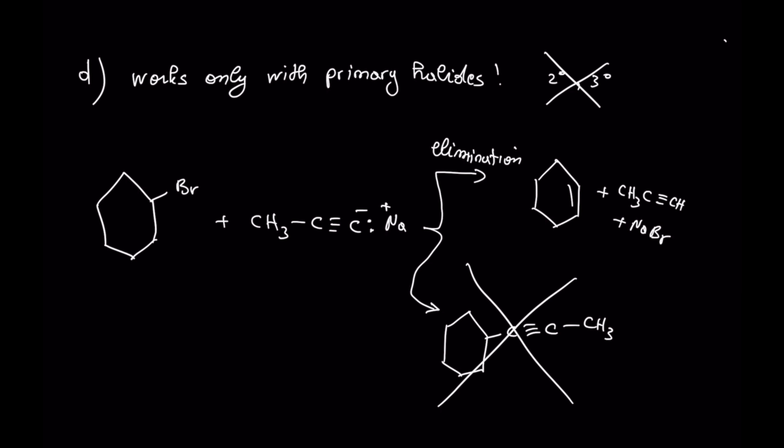As I mentioned previously, the main drawback of this method is that it works only with primary halides. If it's secondary, it's not going to give the desired product; instead an elimination happens, forming the double bond. This is not of interest in this case.